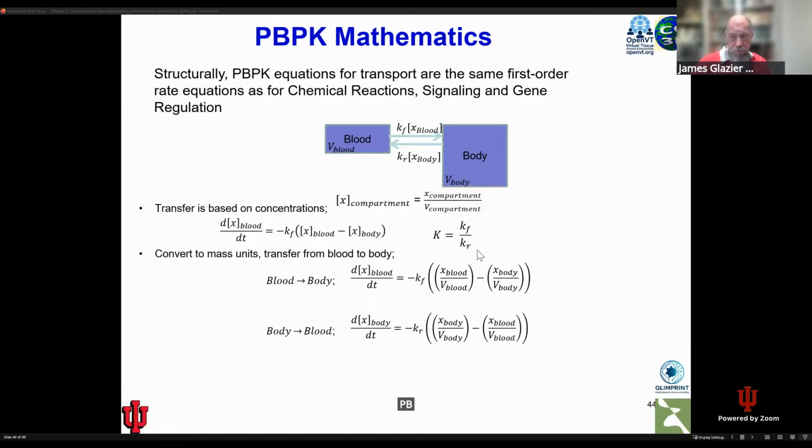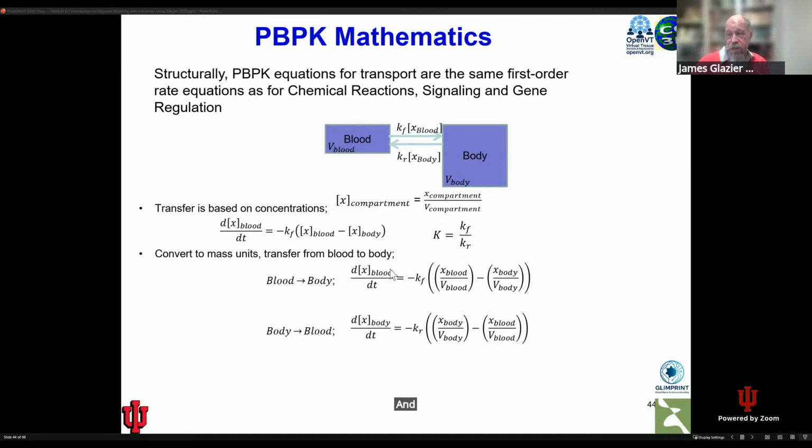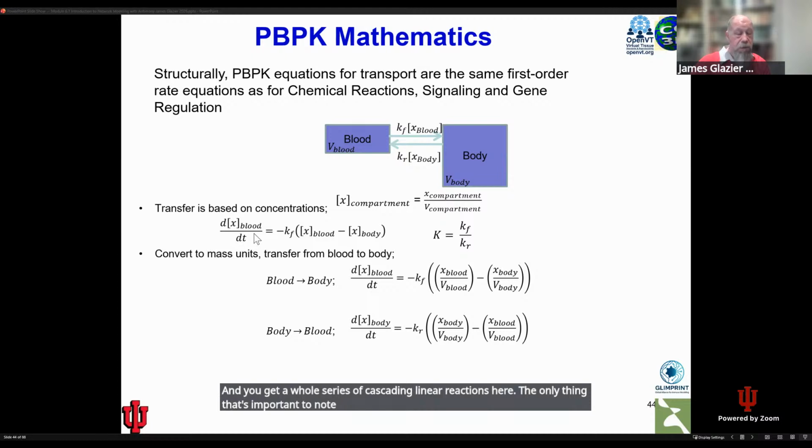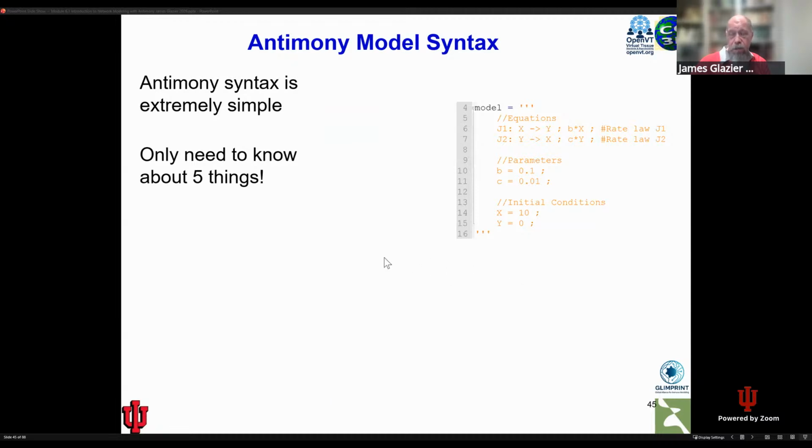PBPK mathematics is all linear transport. It basically calculates the rate at which material is transported back and forth between two compartments. And you get a whole series of cascading linear reactions here. The only thing that's important to note here is that all of these look like rate laws. We have d amount on the left and some function of the amounts on the right, and there's a rate constant kf. I want to show now how to represent that very simply in Antimony.